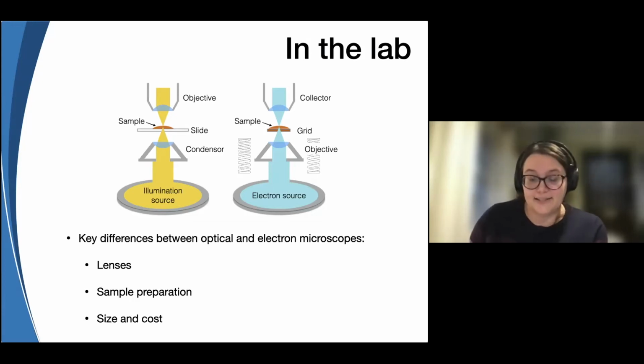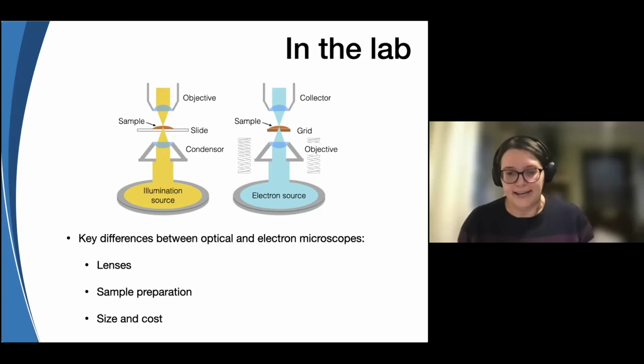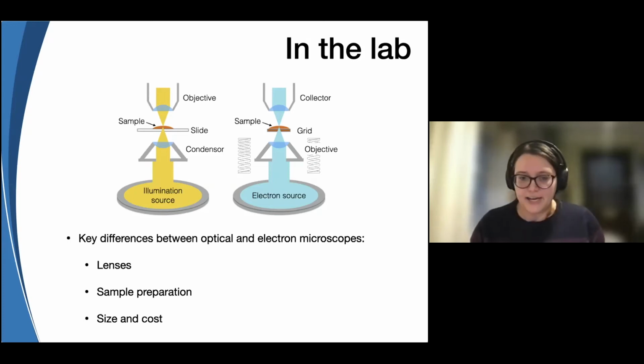So like it says on the slide here, the key differences are really in the lenses and then in the sample preparation and how we need to get things on there. So in an optical microscope, you can just collect a sample quite easily. Like I say, swab the inside of your cheek, peel off some skin from an onion, put it onto a glass cover slip, and you're kind of good to go.